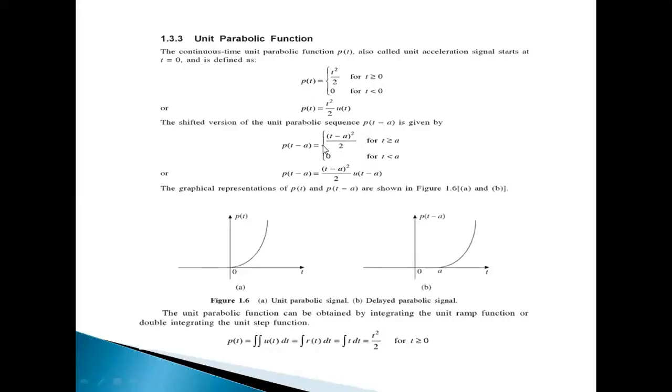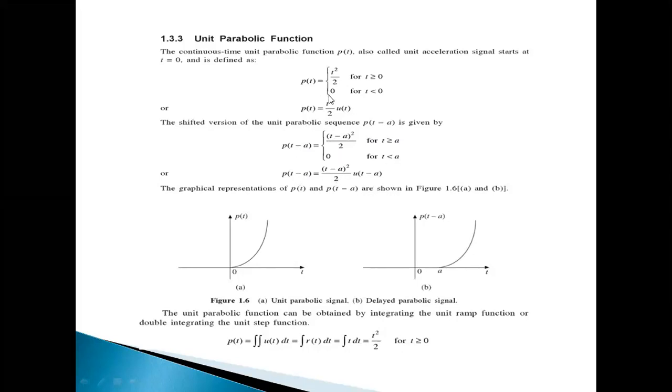You see here, that is the way we got p of t equal to t square by 2 mu of t. And the shifted version of the unit parabolic sequence, p of t minus a: wherever t is there, it is replaced by t minus a, so t minus a whole square by 2 for t greater than or equal to a, and 0 for t less than a.